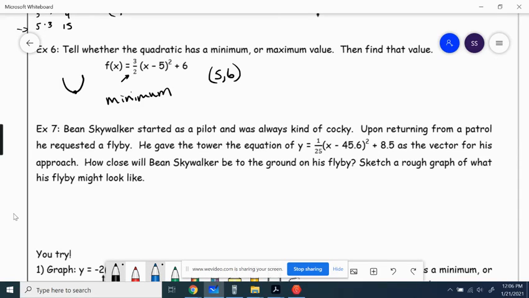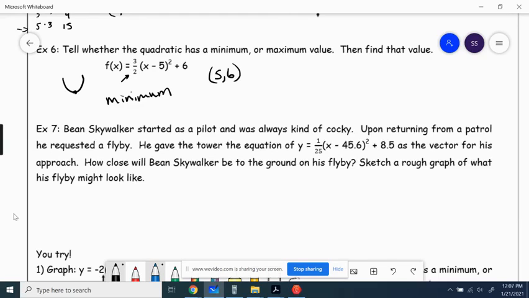Bean Skywalker started as a pilot and was always kind of cocky. Upon returning from a patrol, he requested a flyby. He gave the tower the equation of y is equal to 1/25 times (x minus 45.6) squared plus 8.5 as a vector for his approach. How close will Bean Skywalker be to the ground on his flyby? And sketch a rough graph of what his flyby might look like.